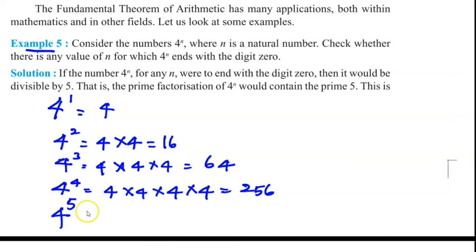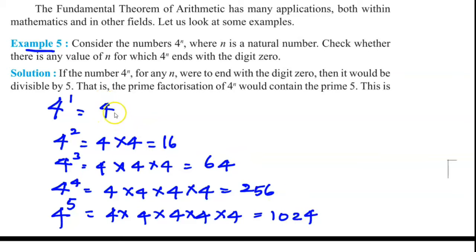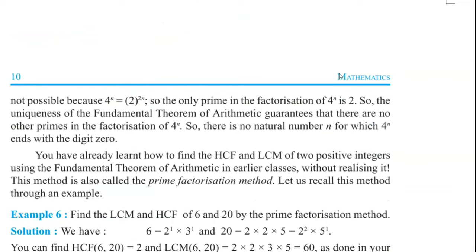4 power 5. So 4 into 4 into 4 into 4 into 4. So 4, 16, 64, 256, 256 into 4 is 1024. You see the pattern that it keeps ending with 4, 6, 4, 6, 4. So it just keeps going like that. It cannot end with 0. So the answer is, there is no natural number n for which 4 power n ends with digit 0.